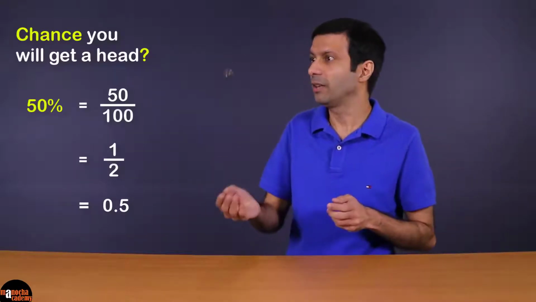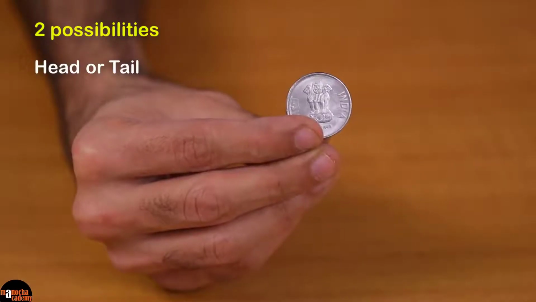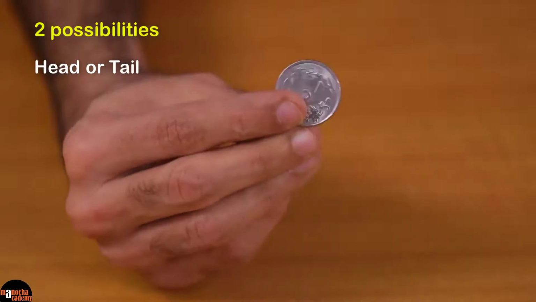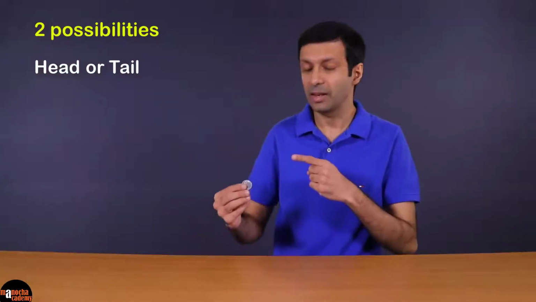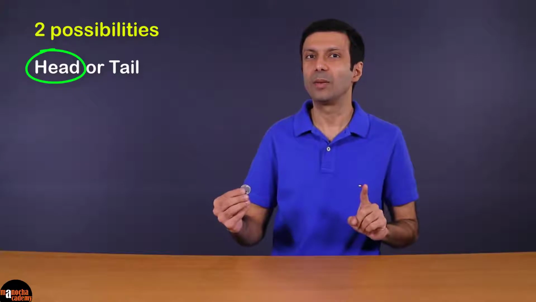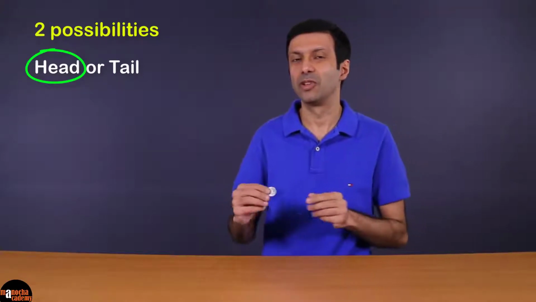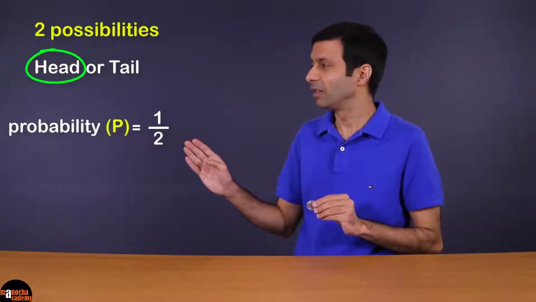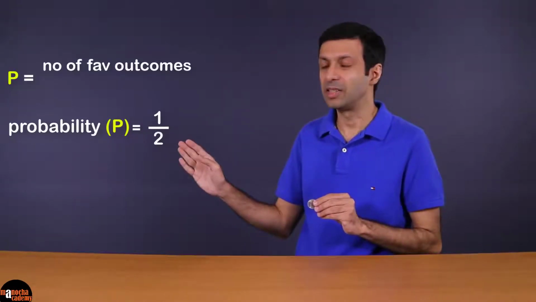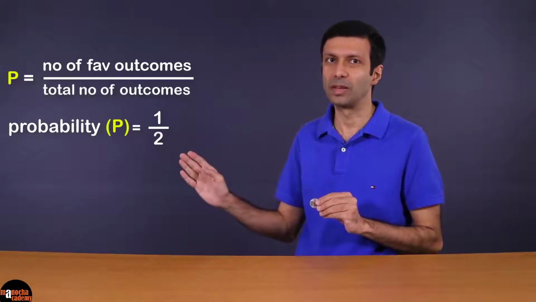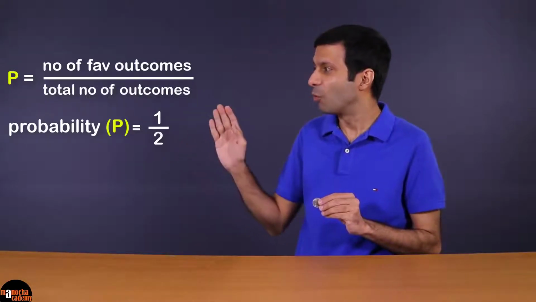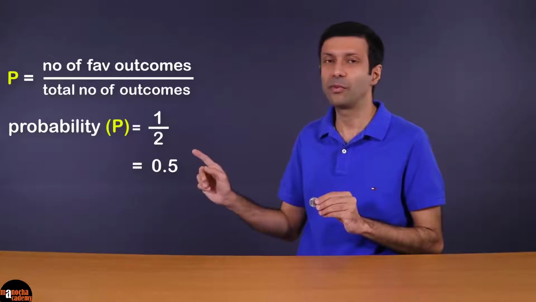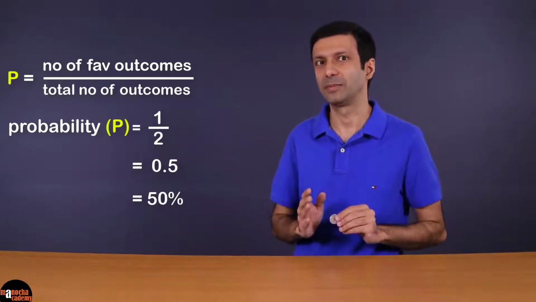Now when you toss a coin, there are 2 possibilities or 2 outcomes here. It could either be a heads or a tails. And we want heads. So one outcome is in our favor here. So probability of heads is going to be 1 by 2. The number of favorable outcomes divided by the total number of outcomes. So probability is 1 by 2 or 0.5 or 50%.